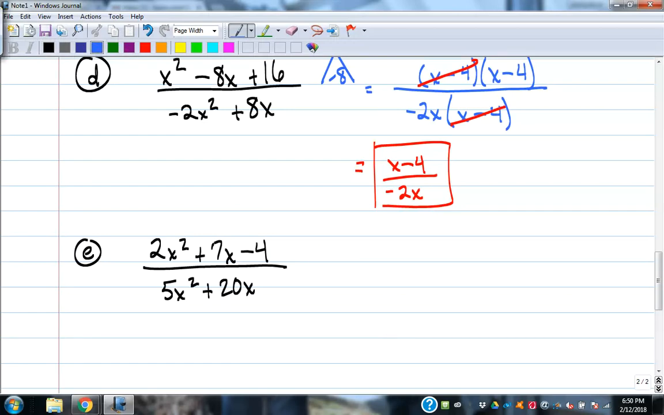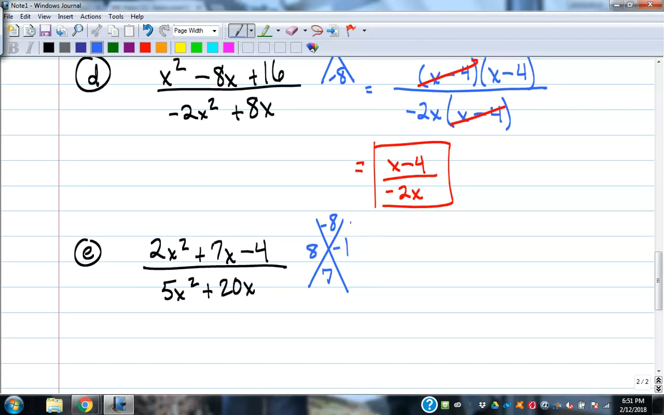So we're going to factor numerator and denominator. Looking at the numerator, is there a GCF on it? No. What method do I use there? X method. So we want to add to be 7. What's it need to multiply to be? Negative 8. What does that? 8 and negative 1.